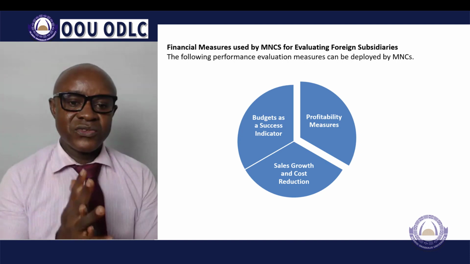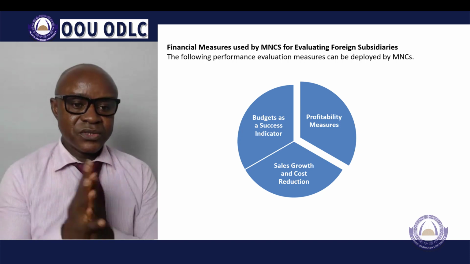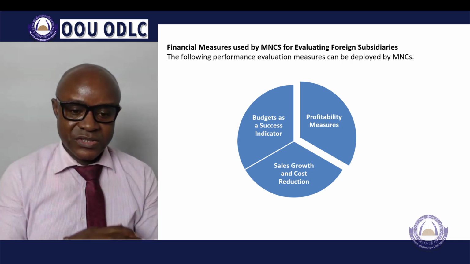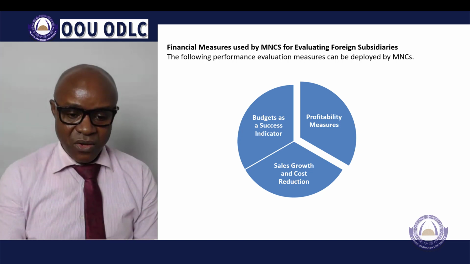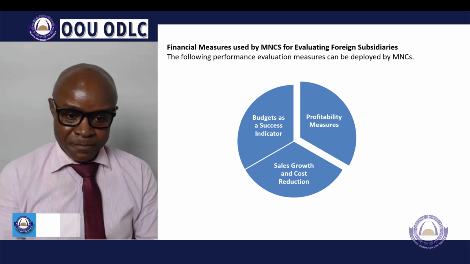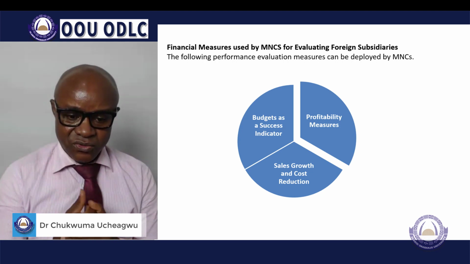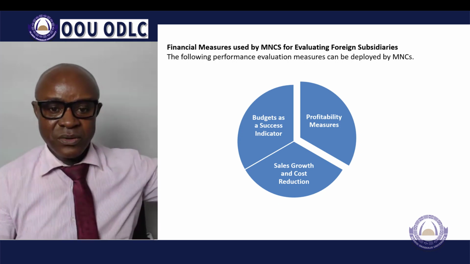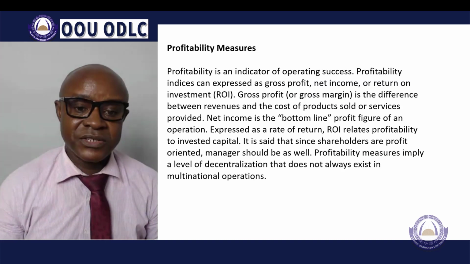All right, so we look at financial measures used by multinationals in evaluating foreign subsidiaries. These include budget as a success factor, profitability measures, sales growth and cost reduction. Three good measures as highlighted here: 1, budget as a success indicator. 2, profitability measures. 3, sales growth and cost reduction. So these are some of the measures that multinationals use, that the parent company uses to evaluate the performance of the subsidiaries operating in other geographical areas.